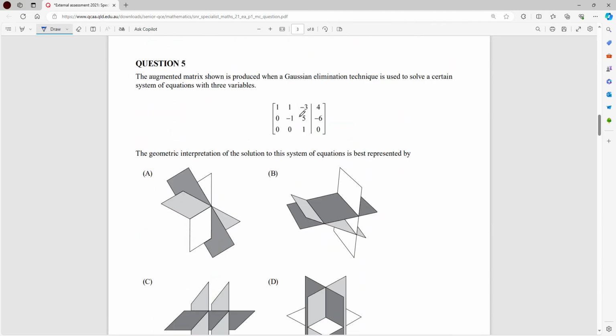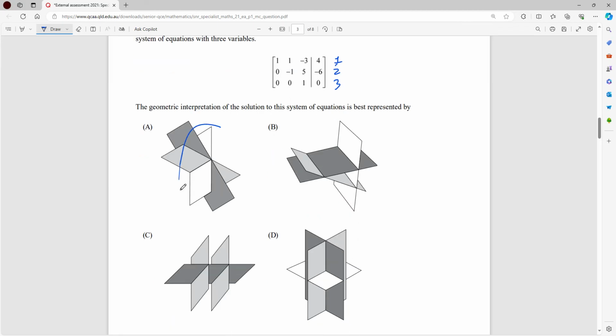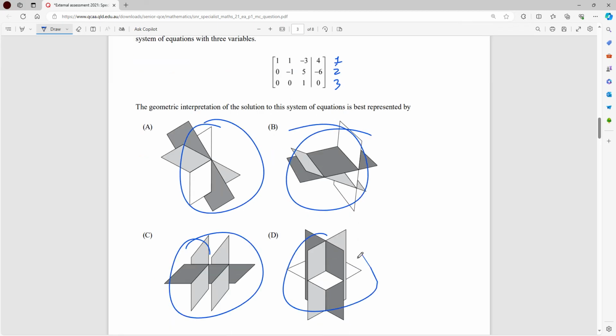So, the augmented matrix shown is produced when a Gaussian elimination technique is used to solve a certain system of equations with 3 variables, okay? The geometric interpretation of the solution to this system of the equation is best represented by. Okay, so we have a plane here, so plane 1, plane 2, and plane 3. And we need to work out whether it looks like this, this, this, or this, okay?